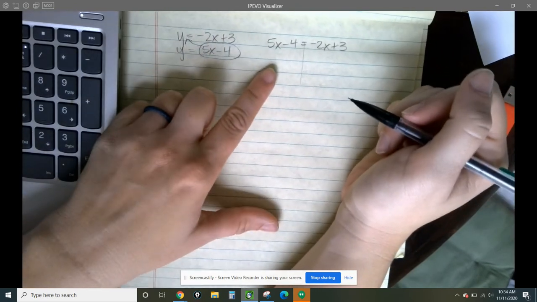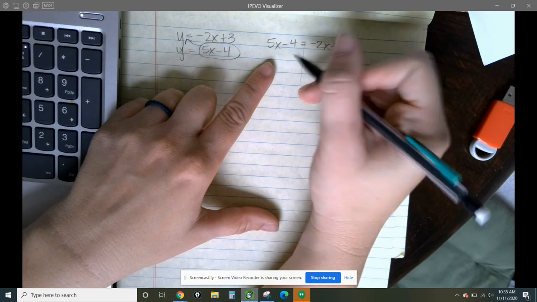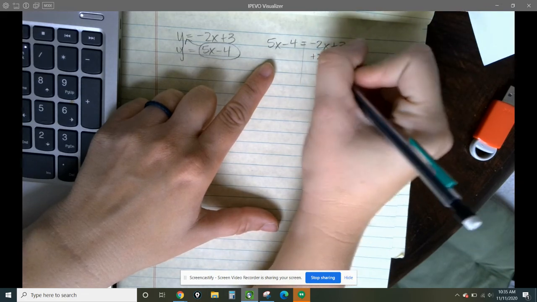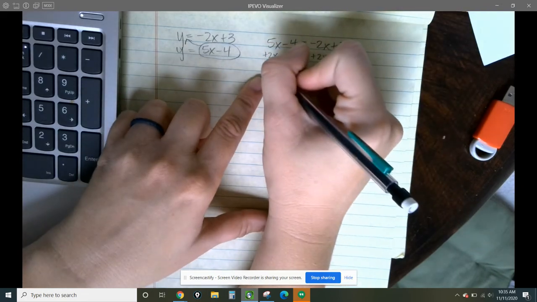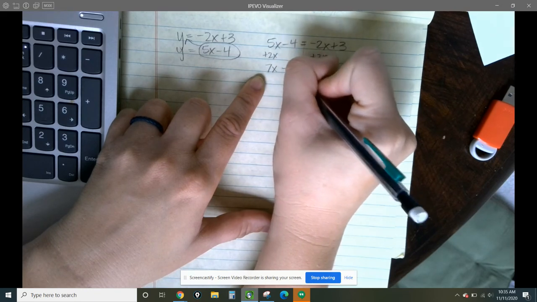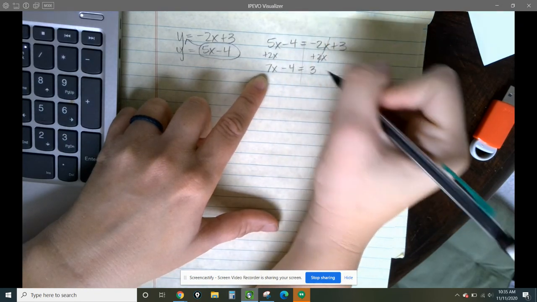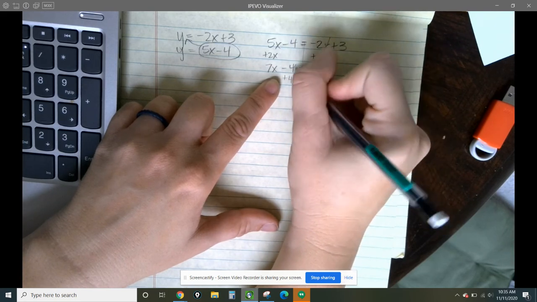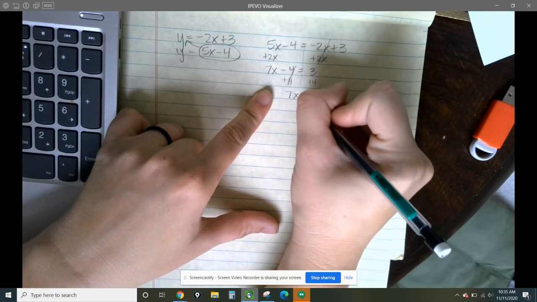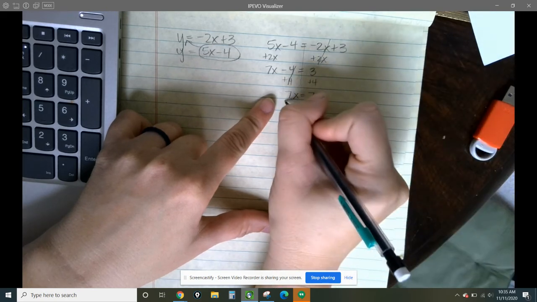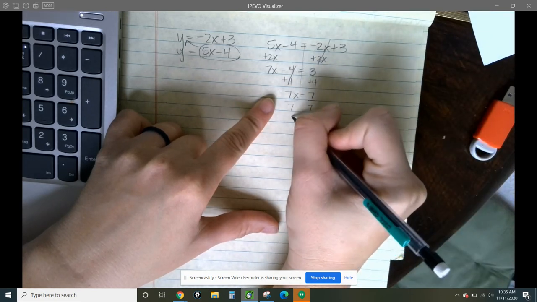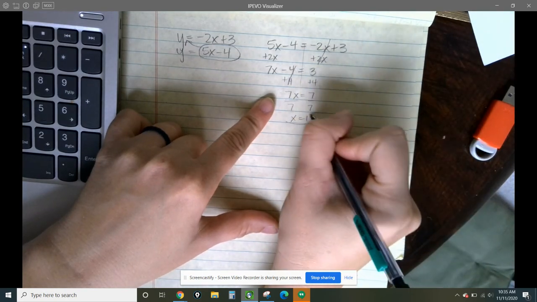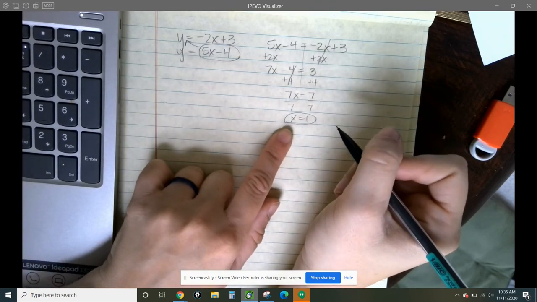I have variables on both sides, so I need to get all of my variables to one side. So I'm going to add 2x to both sides. So that's 7x minus 4 equals 3. I'm going to add 4 to both sides. So I get 7x equals 7. I'm going to divide by 7. So I get x equals 1. So that's the first step, is figuring out what x equals.